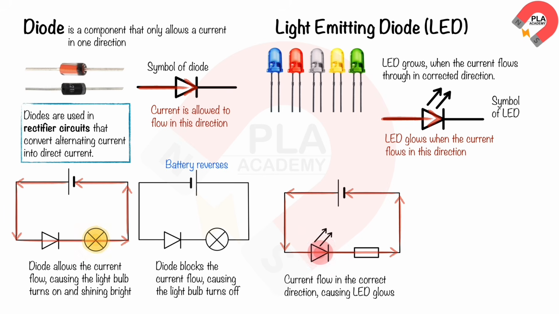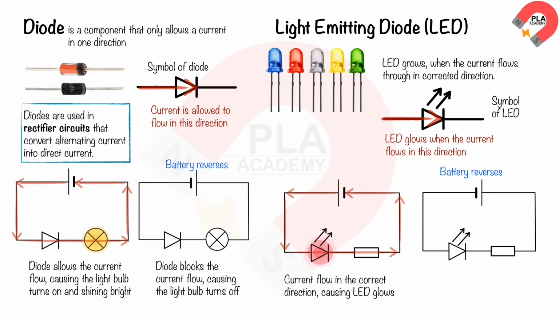For the second circuit diagram, the battery is reversed. This causes the current from the positive terminal to be blocked by the light-emitting diode, causing it to not glow.